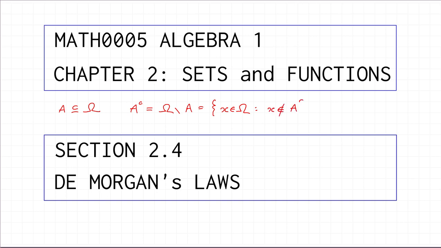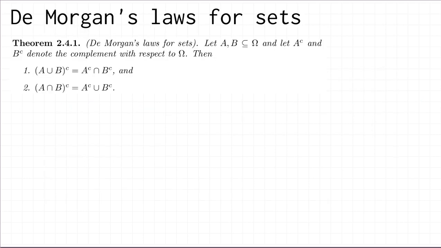To connect this with some of the logic we've been doing, we could rewrite that as the set of all x in omega such that it's not the case that x is in A. Introducing logical notation like this is going to allow us to use some of the logical equivalences we learned to prove identities connecting sets with one another. The identities we're going to be interested in are the counterparts of De Morgan's laws in logic.